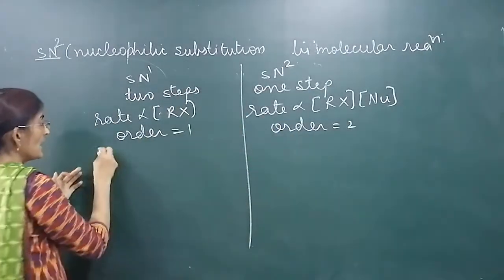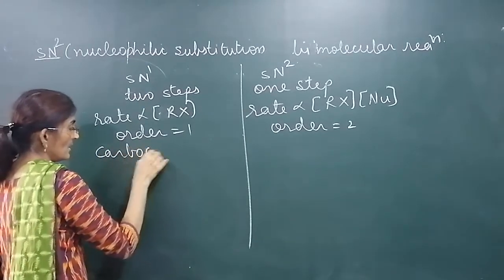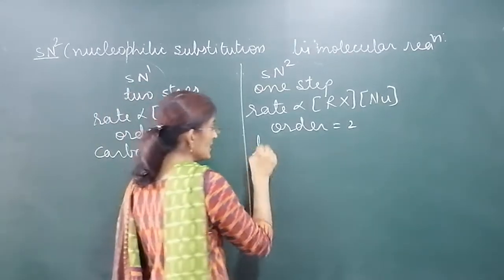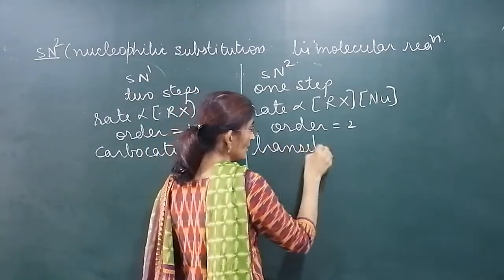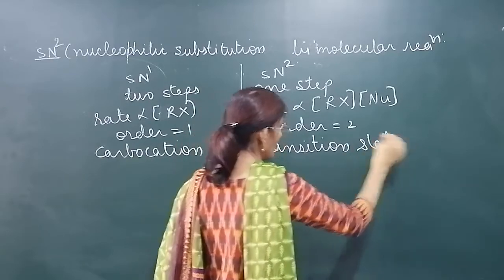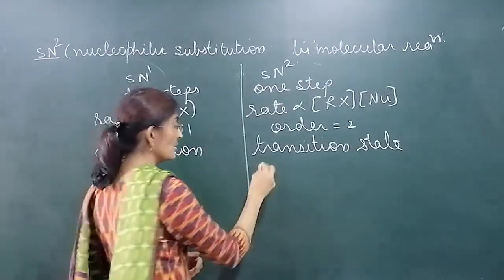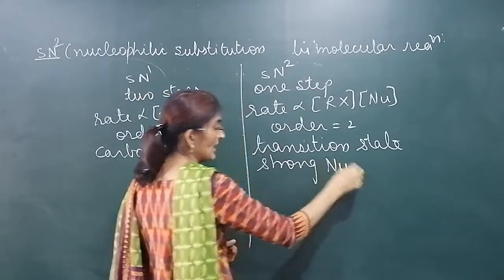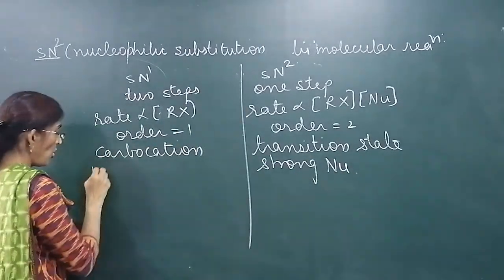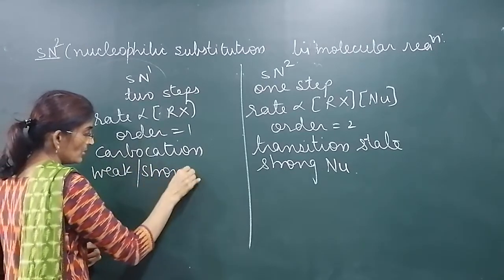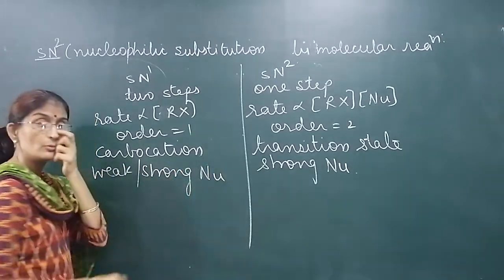In this, the intermediate formed is a carbocation. Carbocation intermediate is formed. Here a transition state is formed, which is not an intermediate. Here only a strong nucleophile will be required. If weak, it will not work. Here weak or strong, both nucleophiles will do.